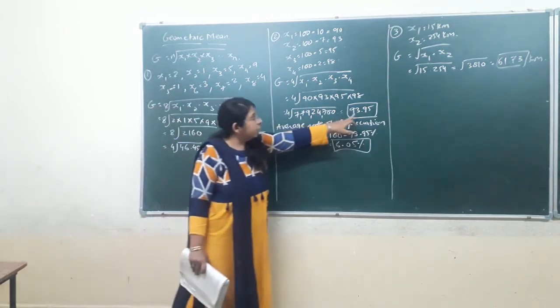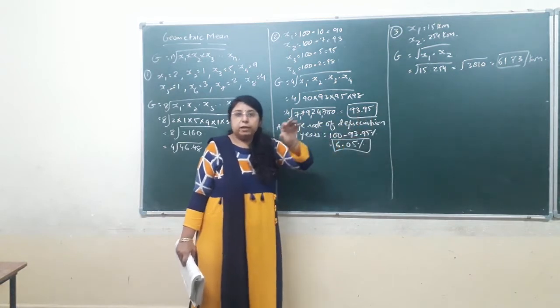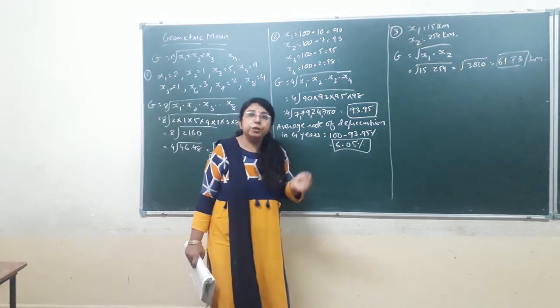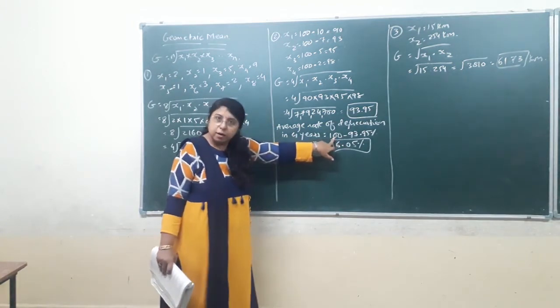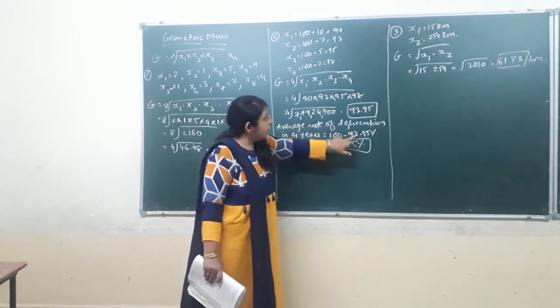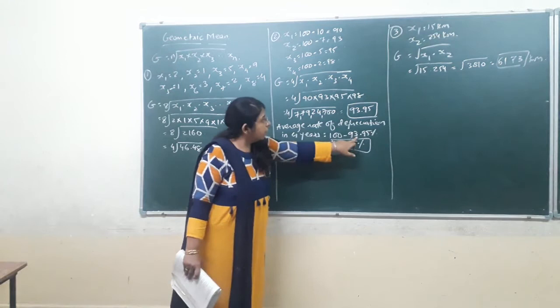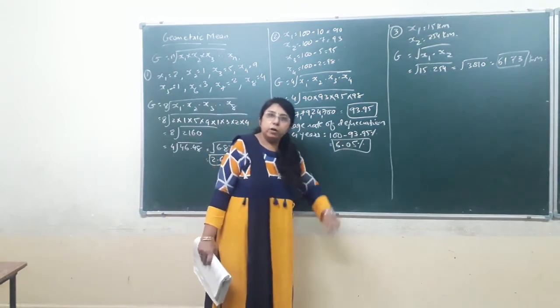It means at the end of the 4th year, the value of machinery, that is 93.95, is the average rate of the machinery. We have to find the average rate of depreciation. So from the purchase price, which we have supposed as 100, we take 100 minus the average rate of machinery, that came as 93.95. So 100 minus 93.95, the difference would be the average rate of depreciation.